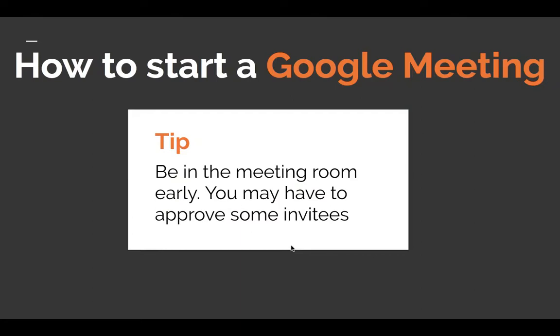All right, so moving on. How to start a Google meeting. My tip for this is that you want to be in the meeting room early. You may have to approve some of the invitees if they are outside of your organization. Google does not let them automatically join. However, if they're in your organization, they can automatically join and they have access to that meeting even after it's done. And we'll talk about that, it's my one big concern with Google Meet.